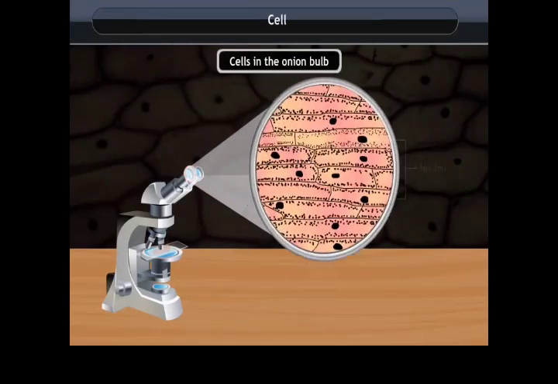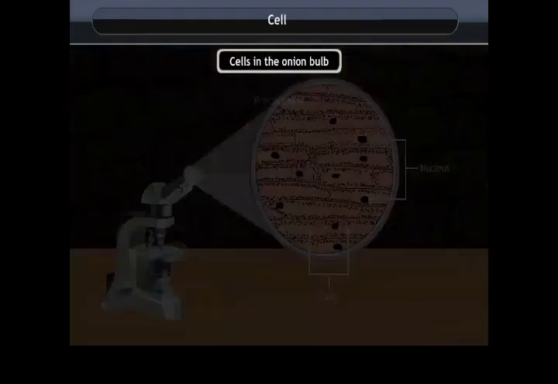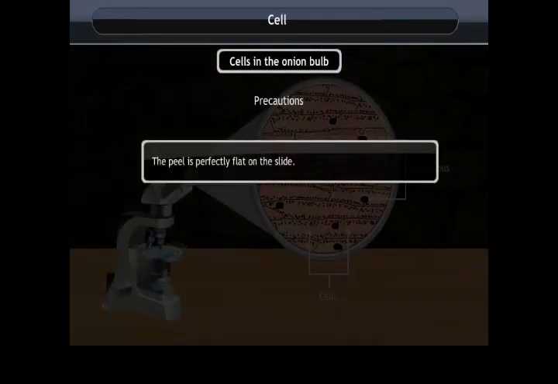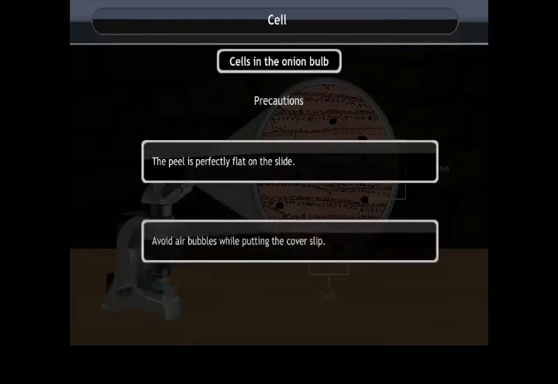Honeycomb-like structures can easily be observed. Precaution taken during this experiment. The peel is perfectly flat on the slide. Avoid air bubbles while putting the cover slip.